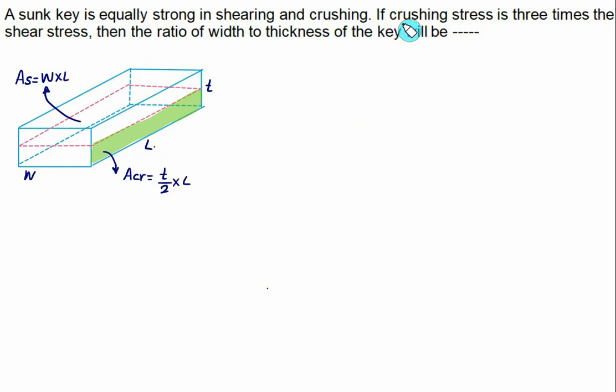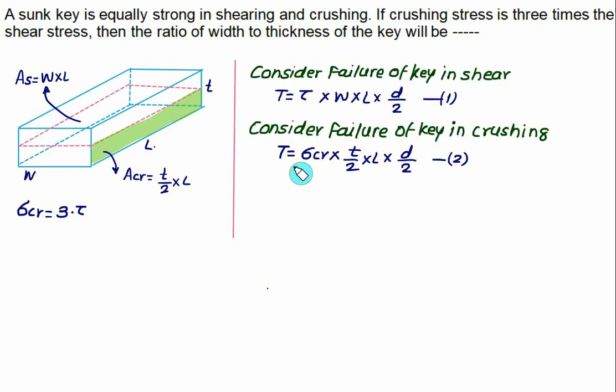And he has given the crushing stress is 3 times the shear stress. So we have sigma CR given as 3 times the shear stress. So we'll compare here the shear strength with the crushing strength. This idea about the failure is the same in all the cases. So here we have considered the failure of a key in shear given as tau multiplied by W multiplied by L. W multiplied by L is the shear area, multiplied by D by 2. And if you consider the failure in crushing, in that case we have sigma CR multiplied by T by 2 multiplied by L. T by 2 multiplied by L is the crushing area, multiplied by D by 2. Since we are interested to know the ratio of the width to thickness, we'll equate 1 with 2.